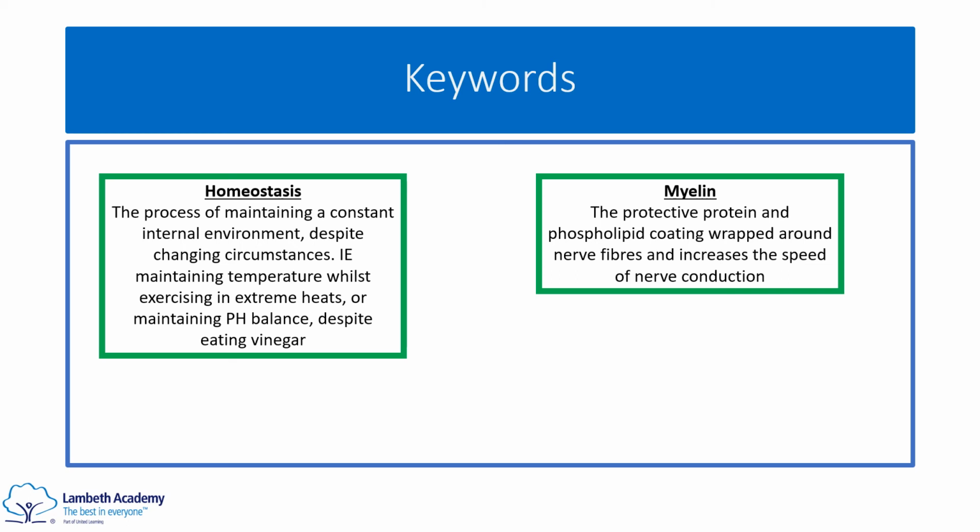The second key word that I want us to go over is myelin, and this is the protective protein or coating that's normally built up of a phospholipid, and it's wrapped around the nerve fibres. And this does 2 things. Firstly, it protects them, and secondly, it increases the speed of the nerve conduction.